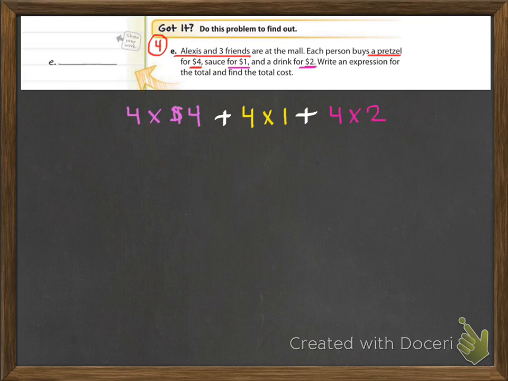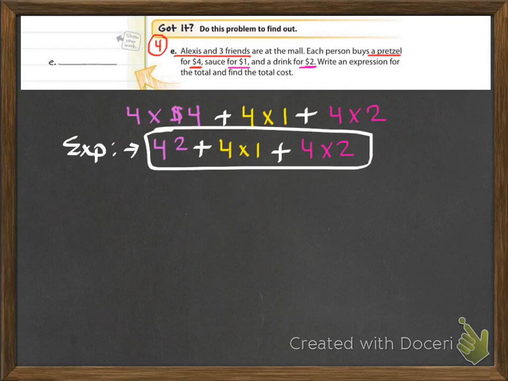So now we're going to simplify it into an expression that doesn't have any symbols. So remember, 4 times 4 can be written as 4 squared plus 4 times 1 plus 4 times 2. Okay, so this is going to be your expression. This is the first part of your problem right here. That's the first part of your answer.